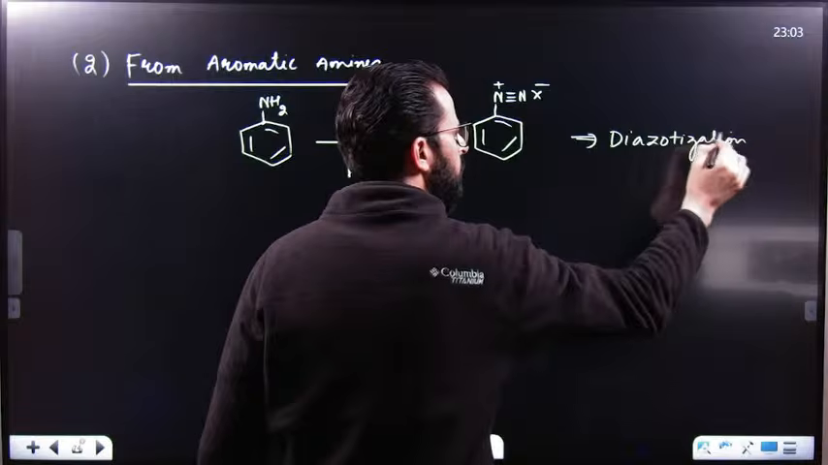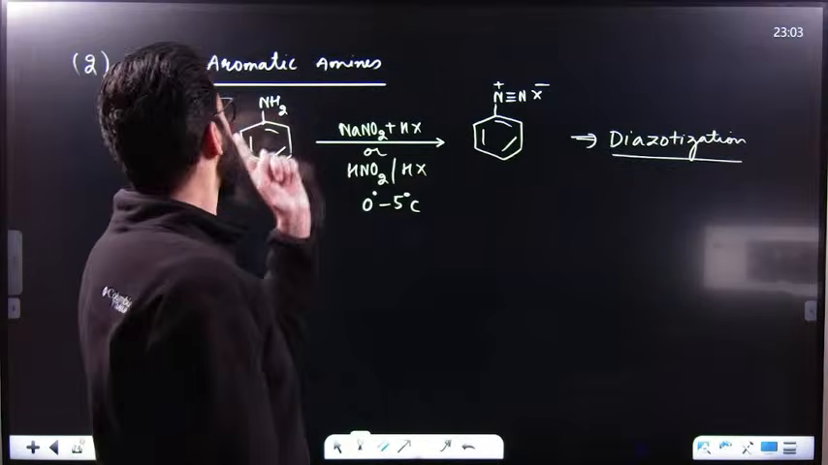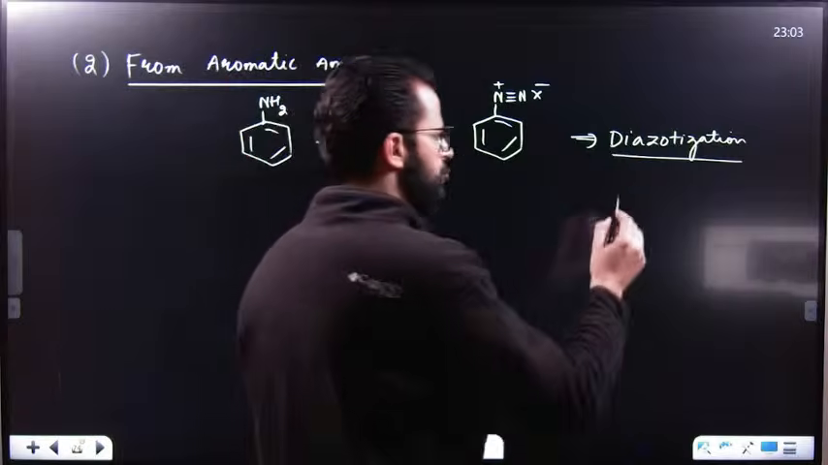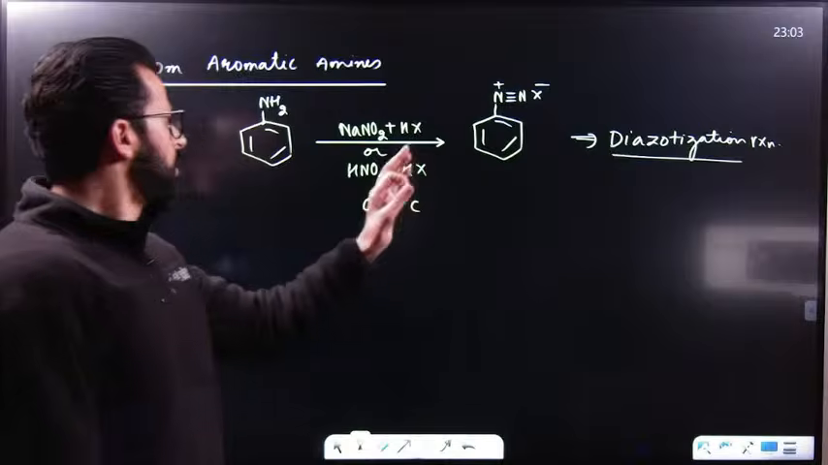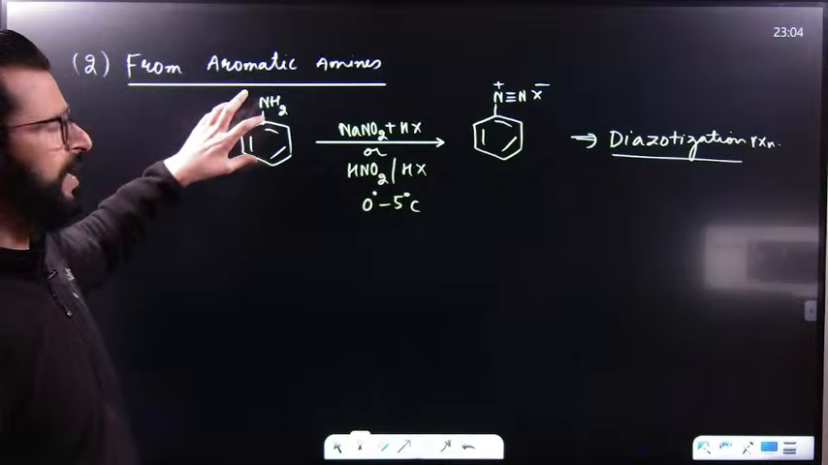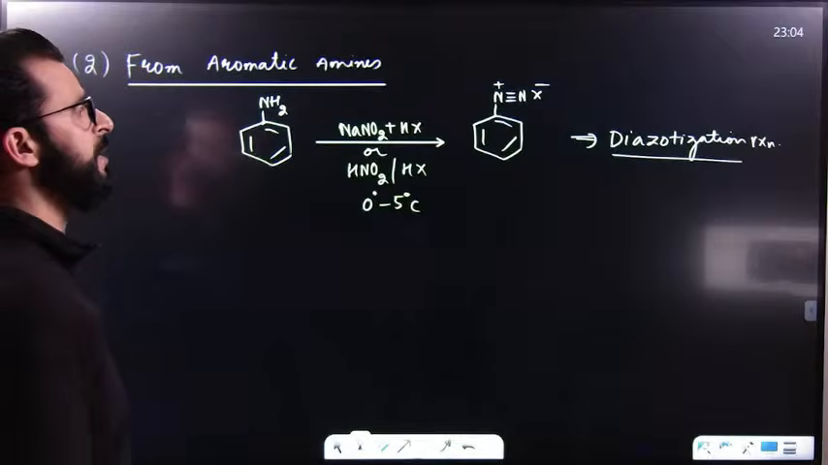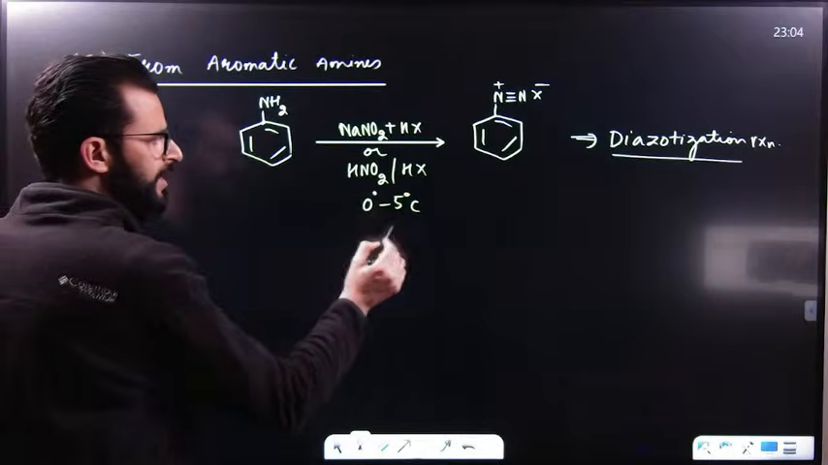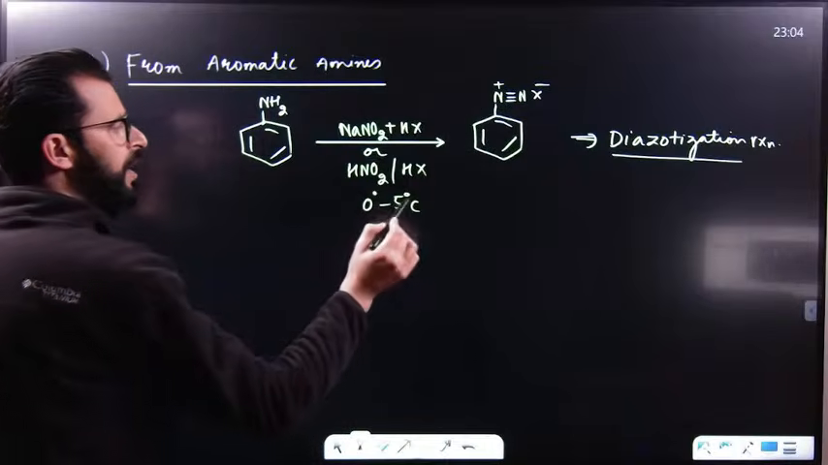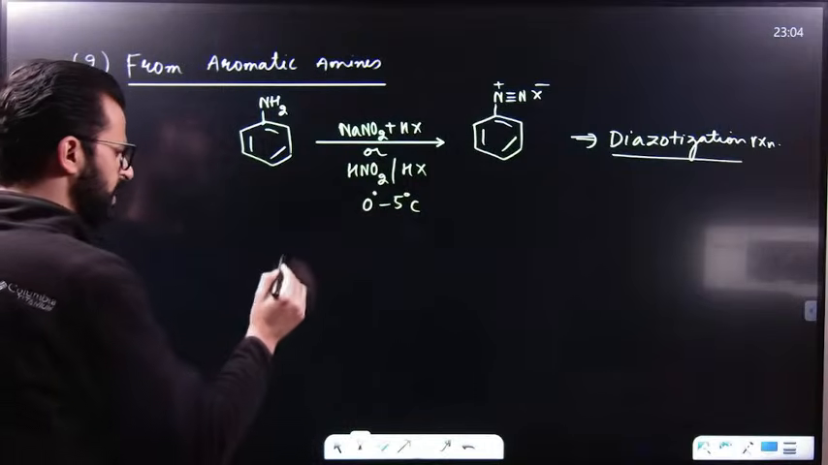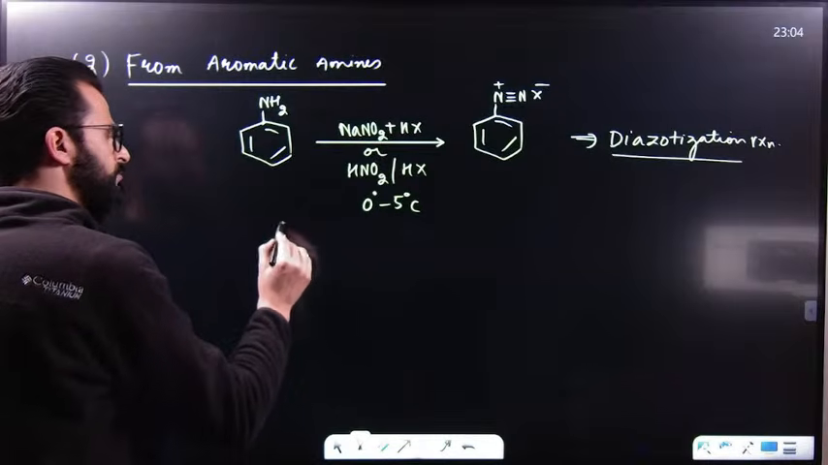We will discuss this reaction in detail when we study benzene diazonium salt. So this is the diazotization reaction. Today you have to remember, whenever aromatic aniline reacts with this, it will result in the formation of benzene diazonium salt, and at this temperature, because if you increase the temperature beyond 5 degrees Celsius, it is not stable. Now, have a look at this benzene diazonium salt.